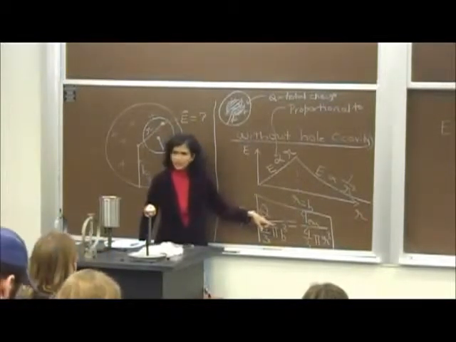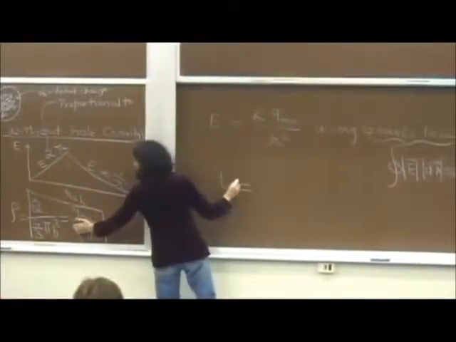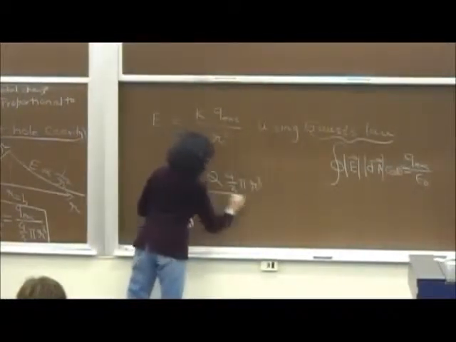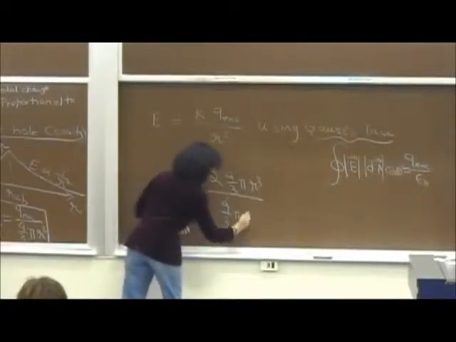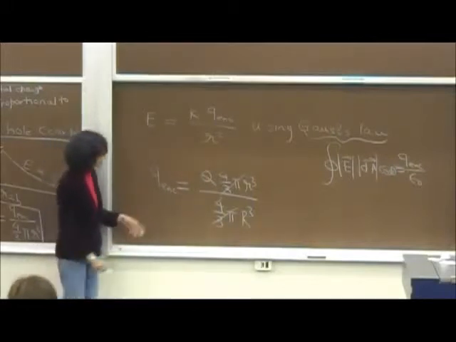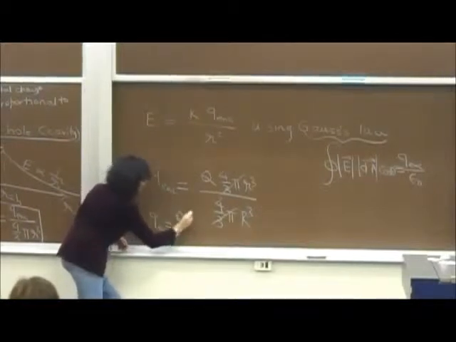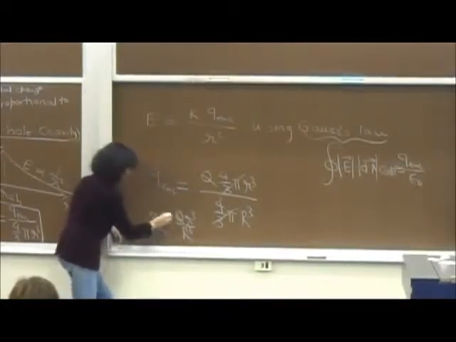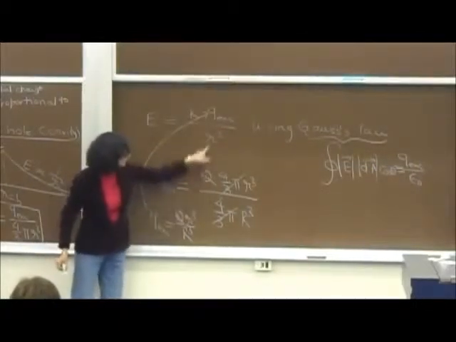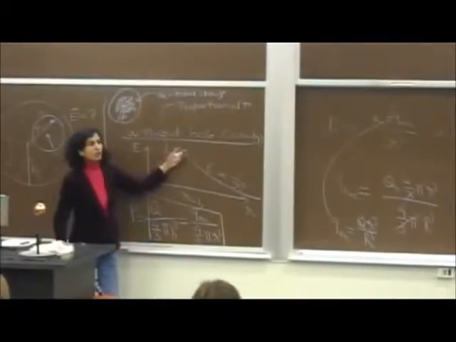Do you see this here? From here it's obvious now that Q enclosed turns out to be Q times 4 over 3 pi r cubed divided by 4 over 3 pi R cubed. These things get cancelled. So that means Q enclosed is equal to Q r cubed over R cubed. And as soon as you plug this here, do you immediately see that there is an r cubed and there's an r squared, 2 of the powers get cancelled, you get E proportional to r.